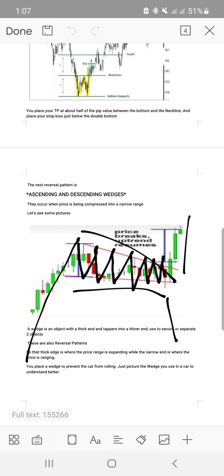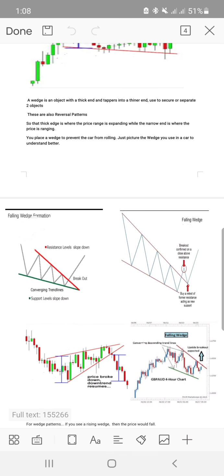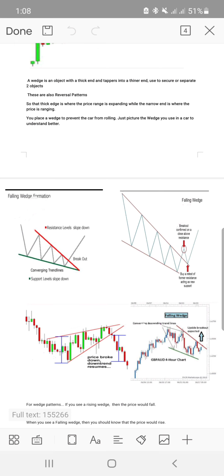Now, one thing about a wedge is that it can break out in any direction. Wedges are reversal patterns, and this is the last reversal pattern I will talk about before I go to continuation patterns, right? So these are more examples of wedges, right?